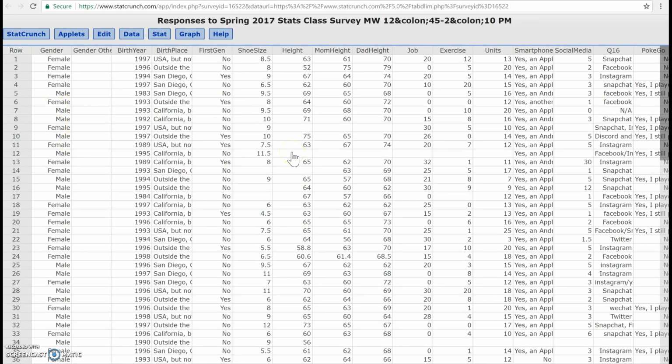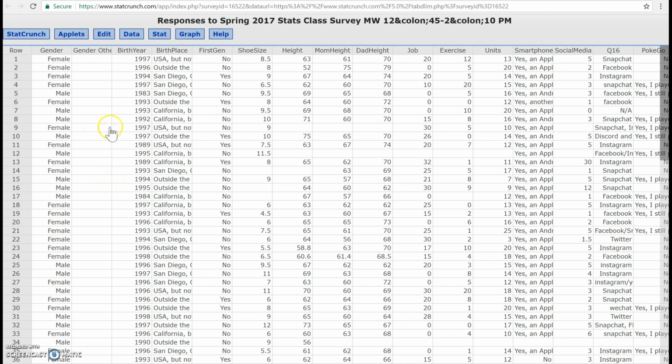We have our data. We started off with identifying a research question. Then we asked our survey. We had our population. We sampled from the population, and now this is our sample that we got based on our survey that we gave out.